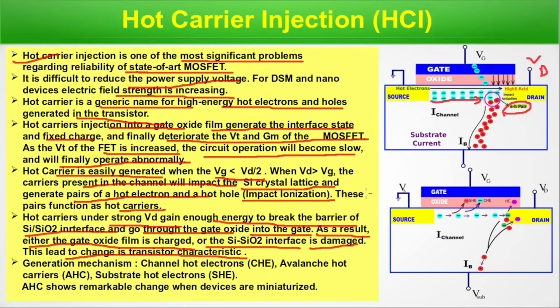Hot carriers are generated, and now VD is high enough to break the barrier of this silicon-silicon dioxide interface and go through the gate oxide into the gate. If it overcomes this barrier of silicon-silicon dioxide interface and moves through this oxide to gate, we get gate current, and silicon-silicon dioxide interface is damaged. At device level, the performance gets changed. Generation mechanism of hot carrier, there are three types. One is channel hot electrons, avalanche hot carriers, and substrate hot carriers. Among these three, AHC or avalanche hot carriers, this is most important, creates remarkable change when devices are miniaturized.